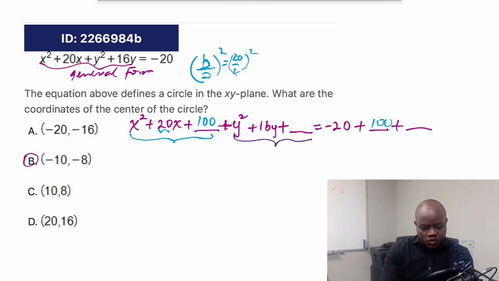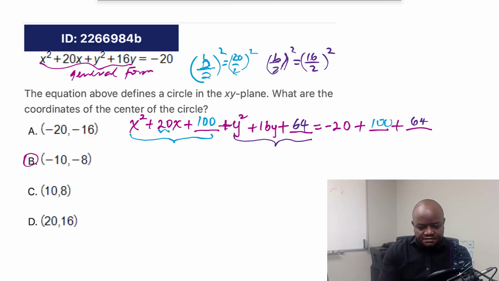Now let's work on the second quadratic equation. Same thing, b over 2 squared to fill the blank. The b value is 16 over 2, then we're squaring that. So that's 8 squared is 64. So we have a 64 there. And of course, I'm going to put the same 64 on the right.